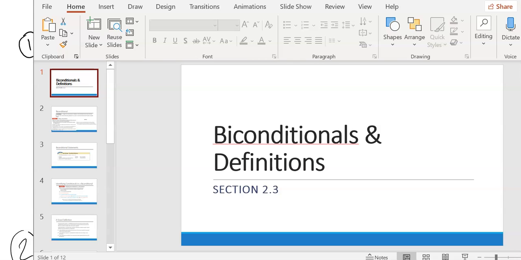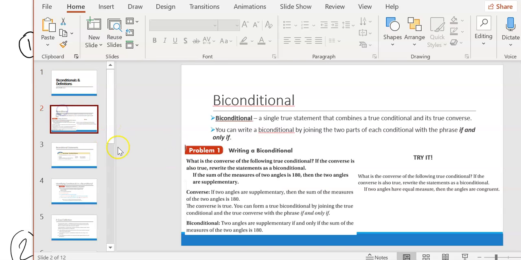Looking at sections 2.3 and 2.4, looking at biconditionals, some definitions, as well as some deductive reasoning. So in our first thing, we're looking at a biconditional, and this is where we're taking two true statements, the conditional as well as the converse, and these both have to be true.